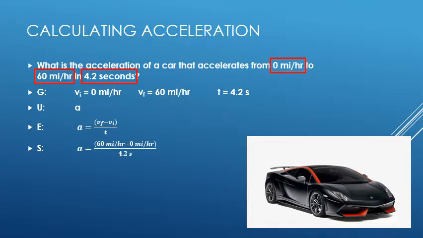Let's plug in the information. Acceleration equals, notice we're starting with final velocity. Our equation says final velocity minus initial velocity, so I have to start with the final. 60 miles per hour is my final velocity, minus 0 miles per hour is my initial velocity, divided by the time, which is 4.2 seconds. Since everything on top is in parentheses, I have to do that first. 60 minus 0 is conveniently 60 miles per hour. And so I'm going to take 60 divided by 4.2. I'm going to come up with an acceleration of 14.2. The unit is going to be miles per hour on top divided by seconds. So my final answer is 14.2 miles per hour per second.